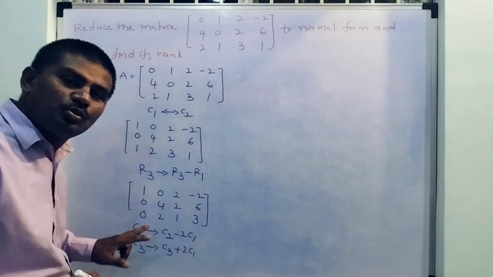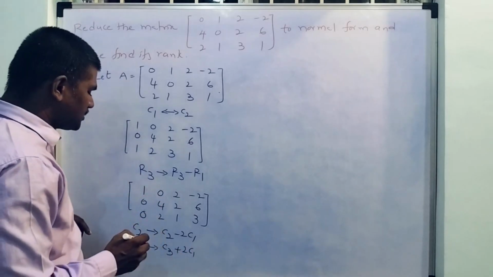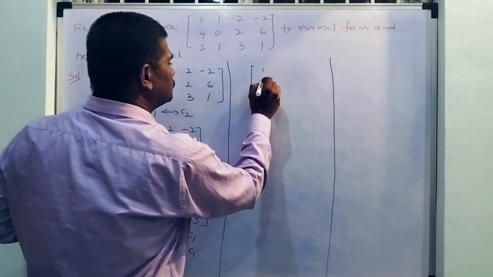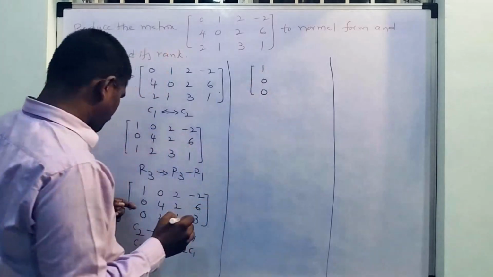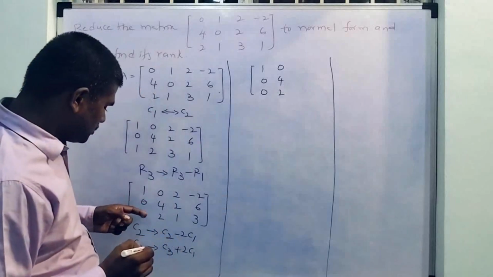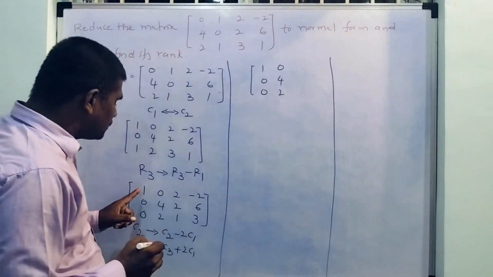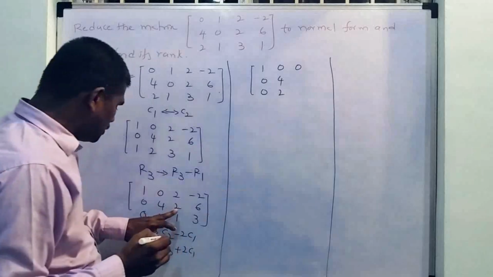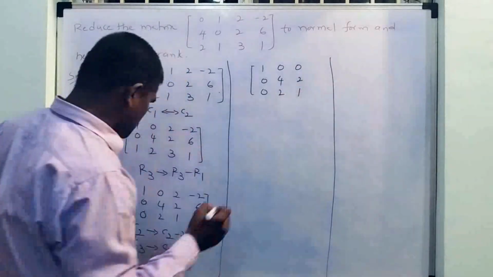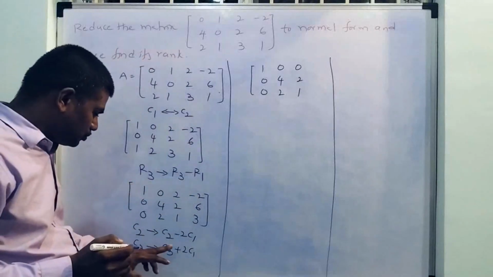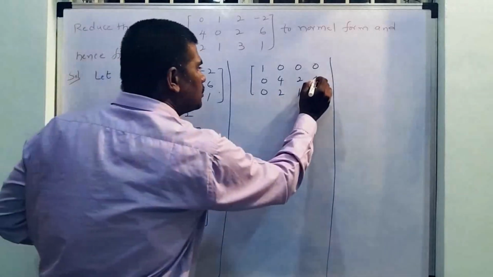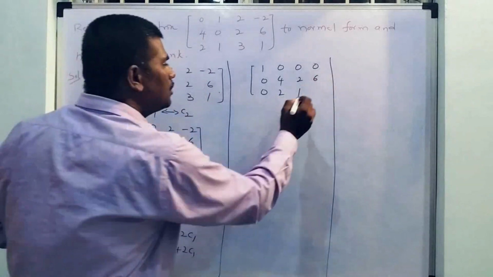So there is no change in the first 2 columns; those are as they are. That means 1, 0, 0; 0, 4, 2. C2 minus 2C1 means this is 0. 2 minus 0, 2; 1 minus 0, 1; and minus 2 plus 2, 0; 6 minus 0, 6; 3 minus 0, 3.